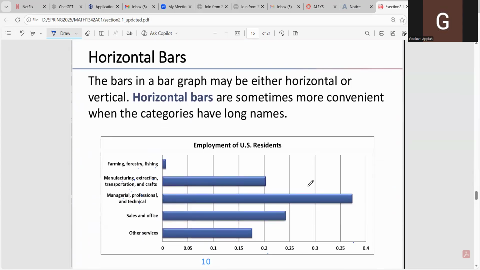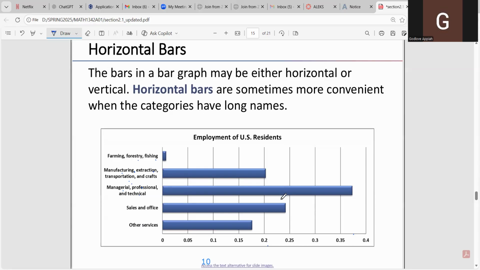The reason why we sometimes prefer to use a horizontal bar graph is because sometimes in the data set, the names of the categories might be a little bit too long. When this happens, it might be convenient to make use of a horizontal bar graph instead of a vertical bar graph. They are both the same, just that one is horizontal and the other is vertical.